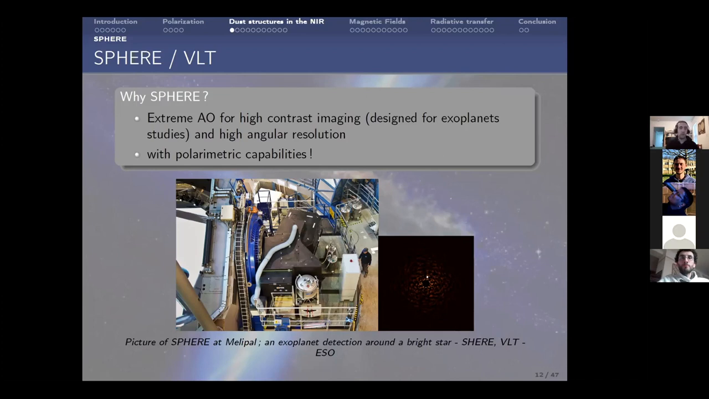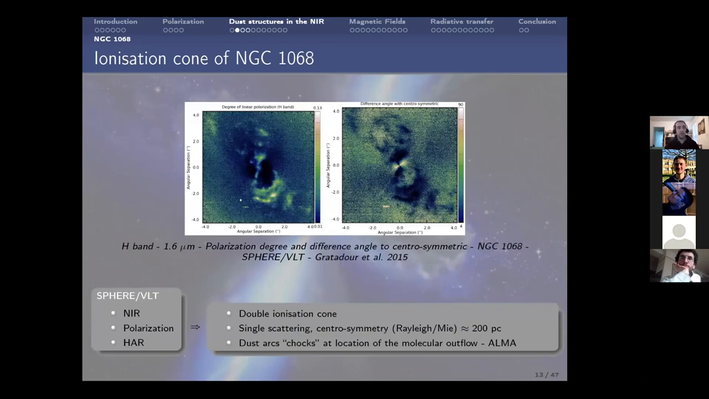And so I'm more interested in the high contrast imaging and the very extreme adaptive optics designed for exoplanet and disk studies. And of course, it has a high angular resolution with polarization, and it has been shown that it's really efficient to observe disks around young stars. And so the problem with optically thick material surrounding the center of AGN is pretty much the same. The angular size on the sky is not that different, and the contrast ratio is pretty similar. So it's actually been shown that it's pretty efficient to observe AGNs too, which is very good for us.